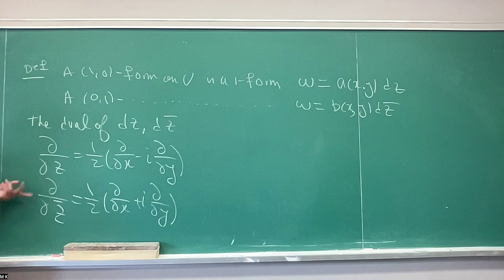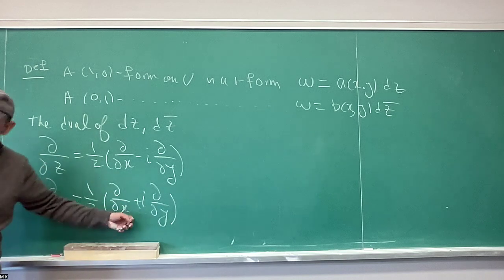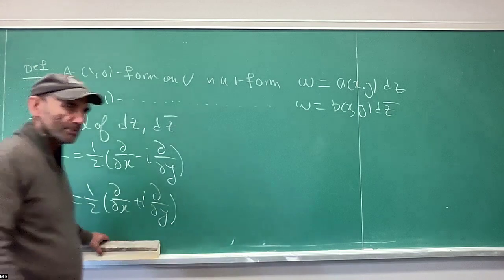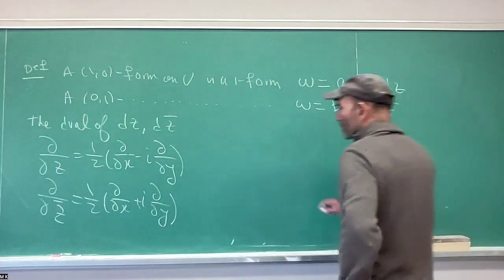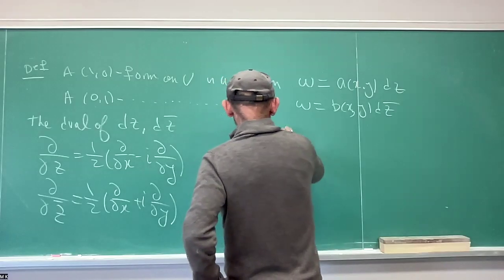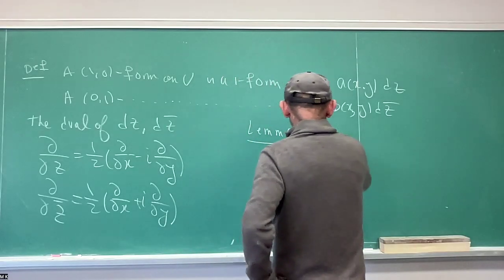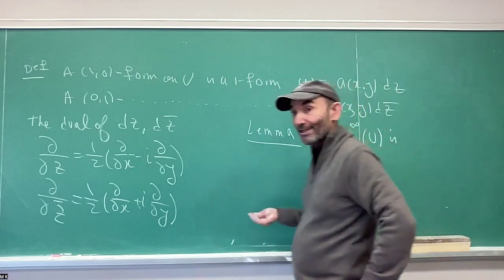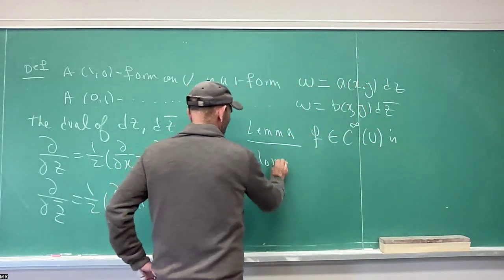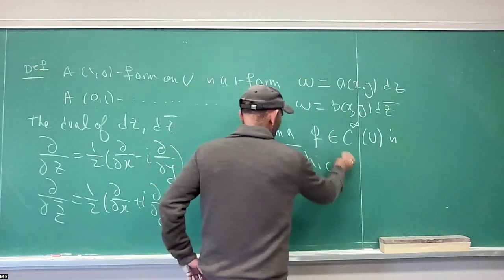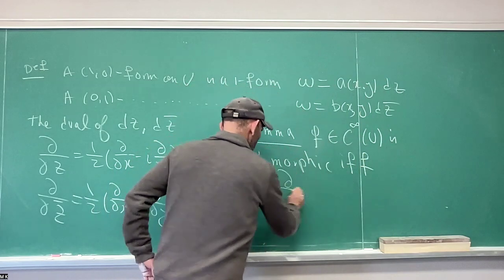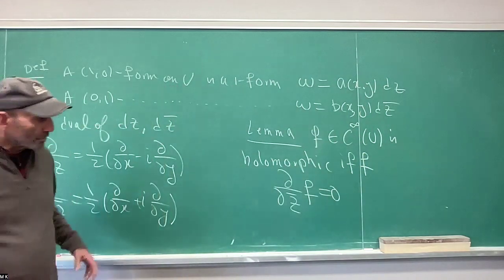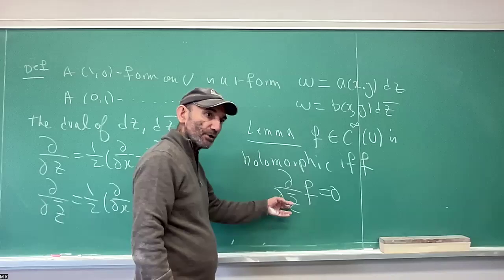If you want, these are also vector fields because they are defined in terms of these basis vector fields. The point of these things is the following result, which is you can write the Cauchy-Riemann equations. It's a simple lemma, so let me write it. f belonging to C infinity of U is holomorphic if and only if d/dz bar of f is equal to 0. So something is holomorphic if it is in the kernel of this operator d/dz bar.